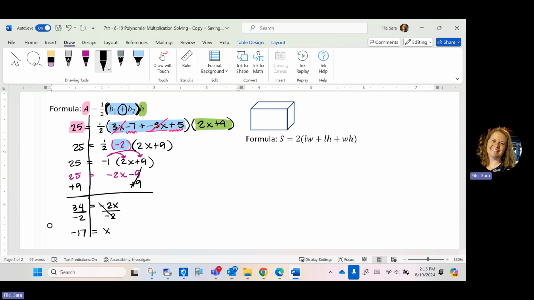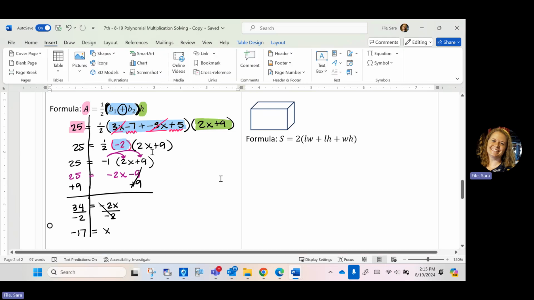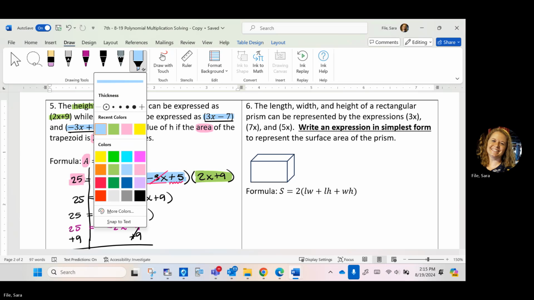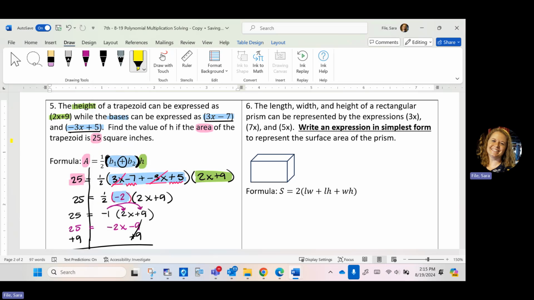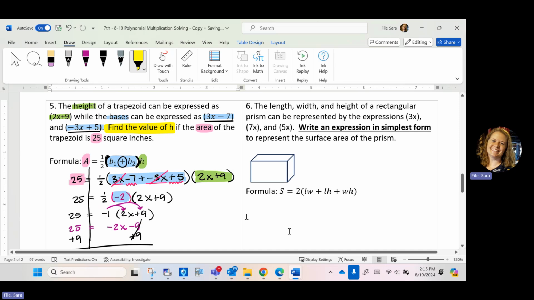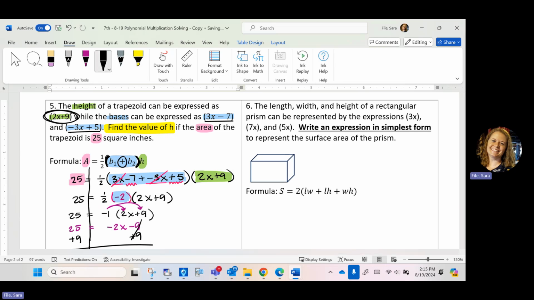Now, is that my answer? Is that what the question asked me to find? Go back and read that problem and see what the question asked us to do. What did it say to find? Find the value of h. Find the height. Is x the height? No. What represented the height? This 2x plus 9, right?